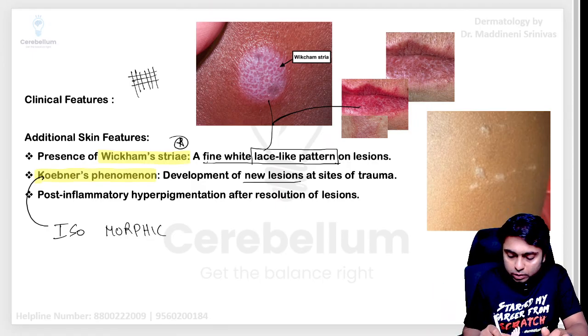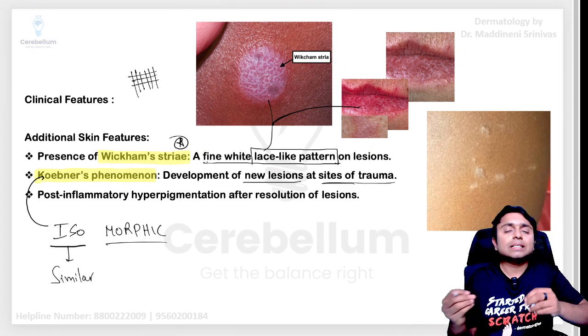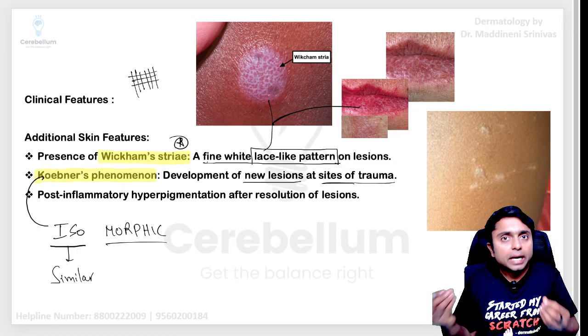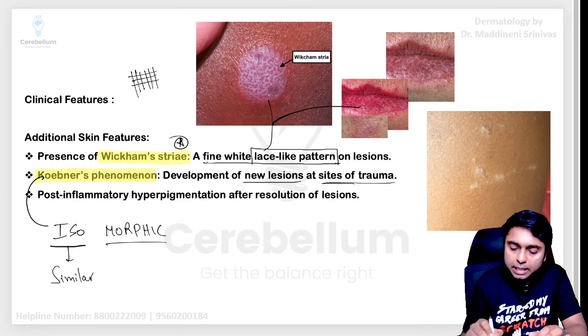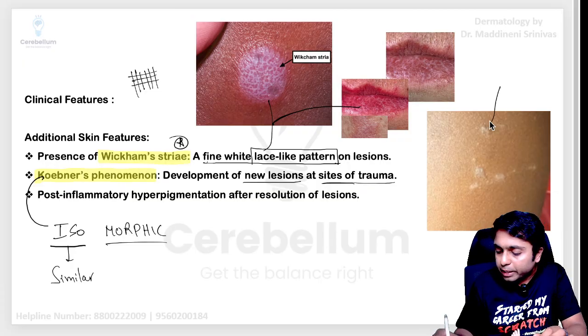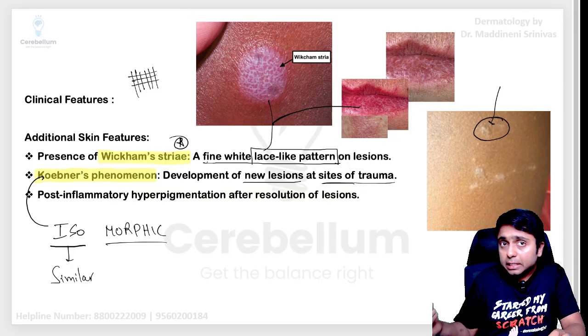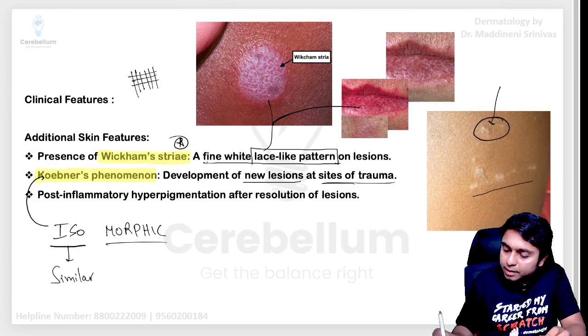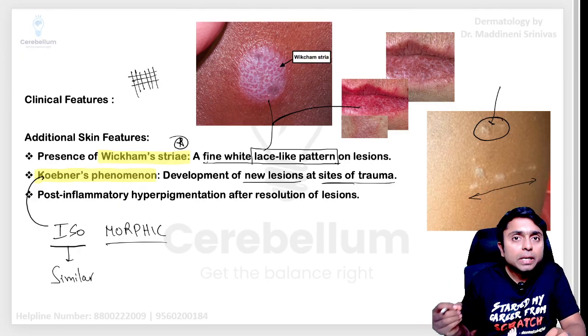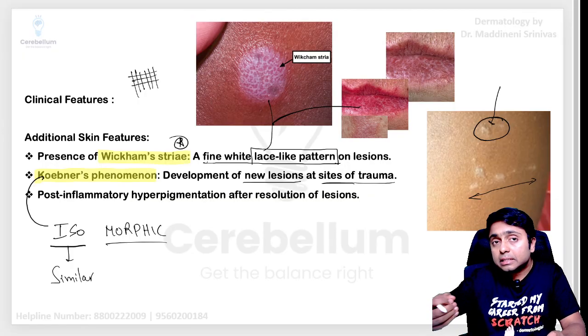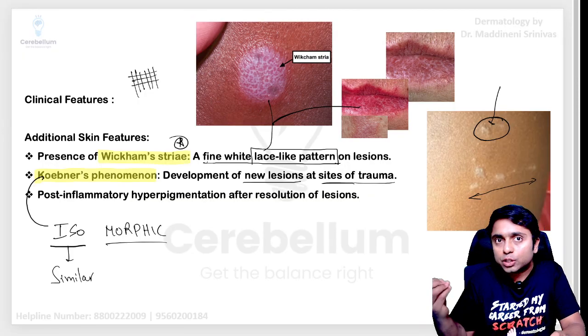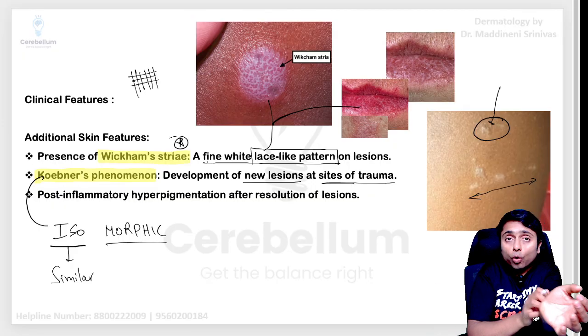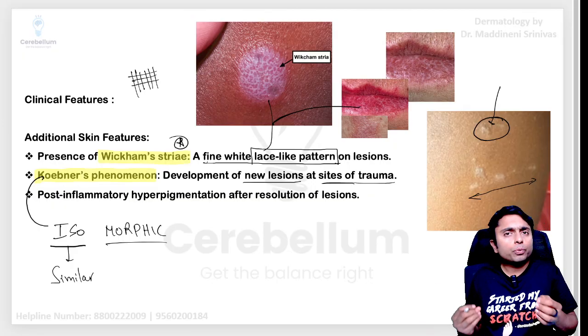Why is it called so? Because at the site of the trauma, similar looking lesions develop. Iso is similar, morphic is appearance. Similar appearing lesions are developing along the lines of the trauma. So, this is called as isomorphic response, and you can see the patient here having lichen planus lesions, and you can see that in a linear fashion the lichen planus lesion is developed at a site which is far off from the actual lichen planus lesion site, because the trauma has induced the autoimmunity to produce new lesions.